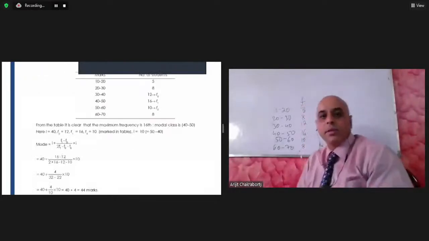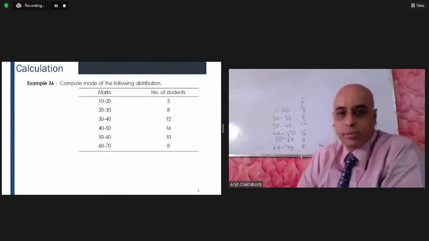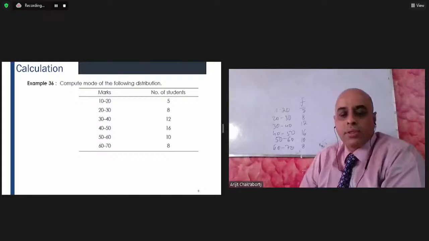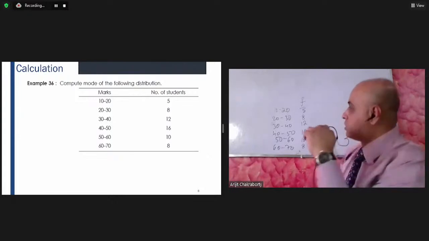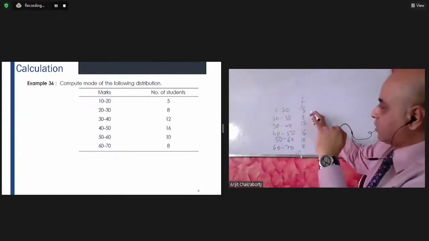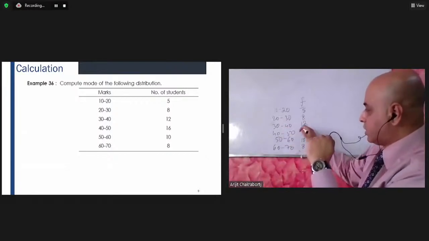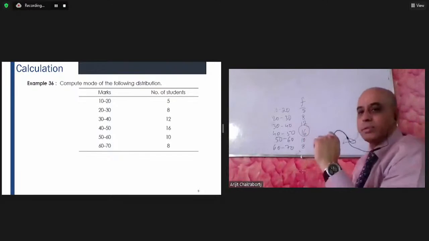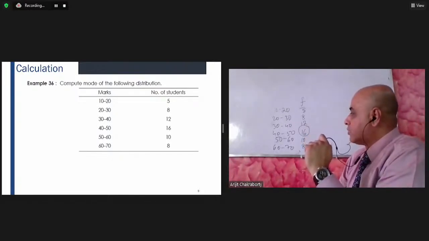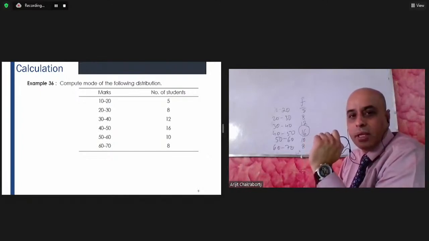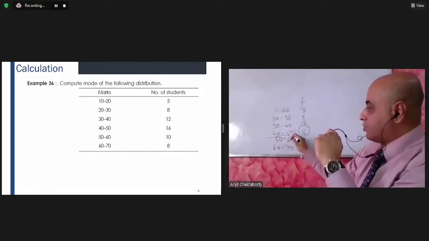So for this type of thing, it's a continuous distribution. So what we shall do is, let us look at the formula. Now please note the highest frequency: 10 to 20 frequency is 5, 20 to 30 frequency is 8, 30 to 40, 12, 40 to 50 is 16. So you can see now we have 16. Okay, so we can see that 40 to 50 is having 16 as its frequency. So we will try to find the mode. Now the modal class is 40 to 50.